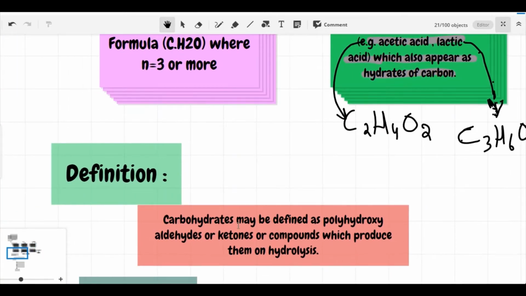Carbohydrates may be defined as polyhydroxyaldehydes or ketones, or compounds which produce them on hydrolysis. That is very important. We will discuss in detail when we prepare and react carbohydrates. So they may be defined as polyhydroxyaldehydes or polyhydroxyketones, the compounds which produce them on hydrolysis. The term sugar is applied to carbohydrates that are soluble in water and sweet to taste.